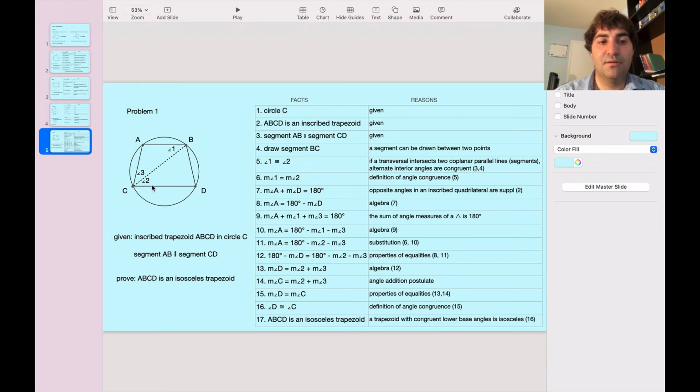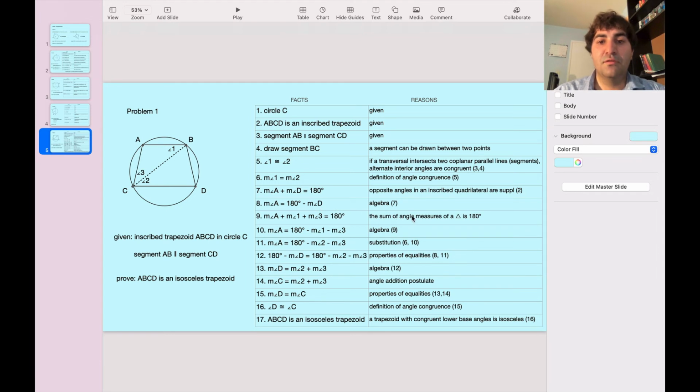segment AB is parallel to segment CD, and if we take BC as a transversal, then angle 1 and angle 2 are alternate interior angles, right? They're both on opposite sides of the transversal, and they're in the interior region bounded by segment AB and segment CD. So we know angle 1 is congruent to angle 2. Measure of angle 1 equals measure of angle 2 by the definition of angle congruence. And we know opposite angles in an inscribed quadrilateral are supplementary. So measure of angle A plus measure of angle D equals 180 degrees. Measure of angle A equals 180 degrees minus measure of angle D.